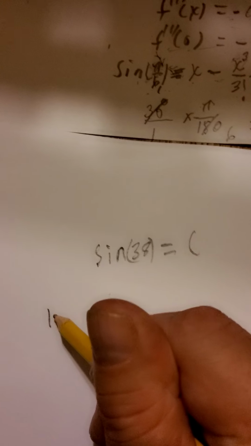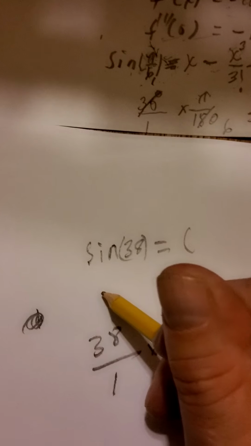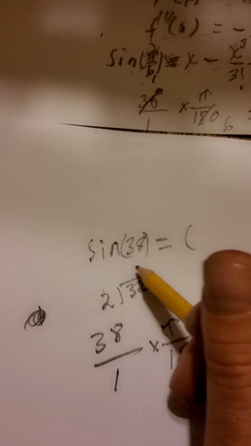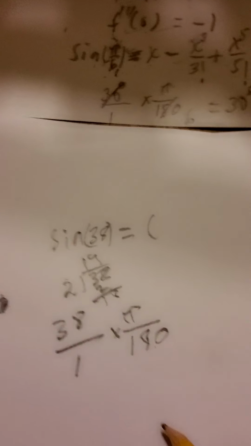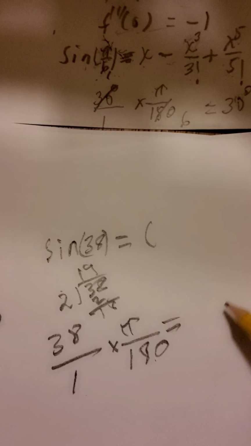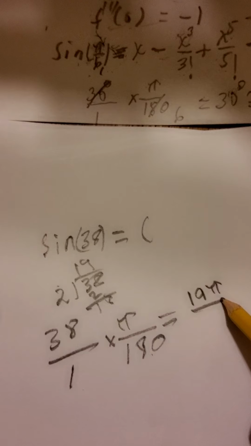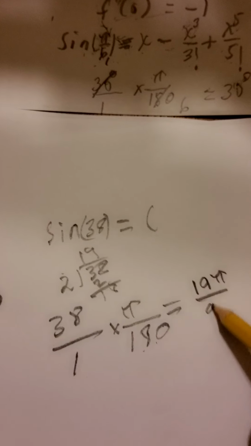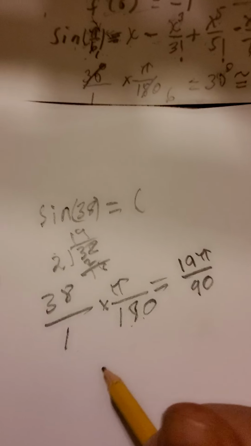2 goes into 38, so that's 19, and the same thing, 2 goes into 180, that's 90, so that's 19 pi over 90. So your calculator is going to see it like that.